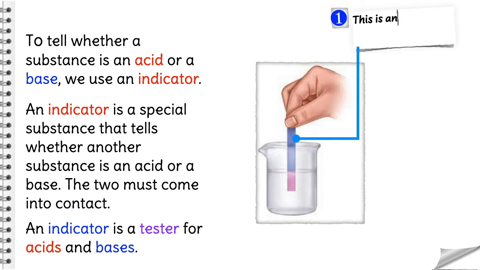This is an indicator. What color is it? Learner, you got it right. The indicator is blue in color. It has been dipped into a substance, and its color has changed into red.